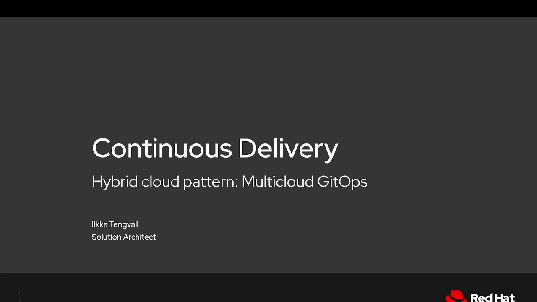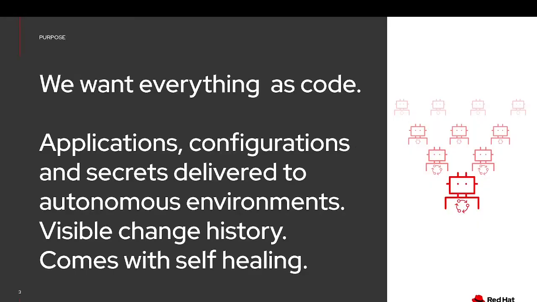Today I'm going to talk to you about continuous delivery, this hybrid cloud pattern which we have called multi-cloud GitOps. The idea we are going through today is how to deliver everything as code, how to define the deliveries as code and make sure that it keeps automatically being delivered across the remote clusters, no matter where the application is wanted to be run at.